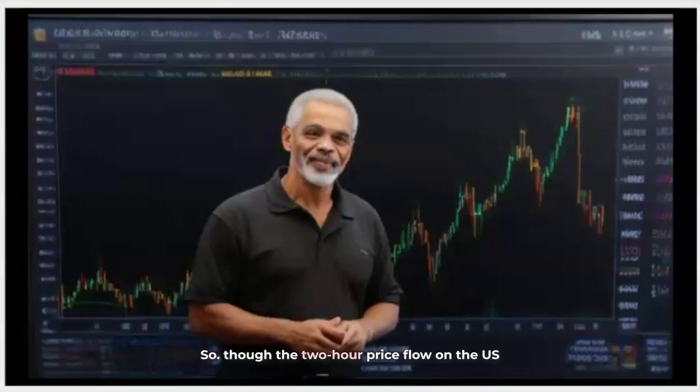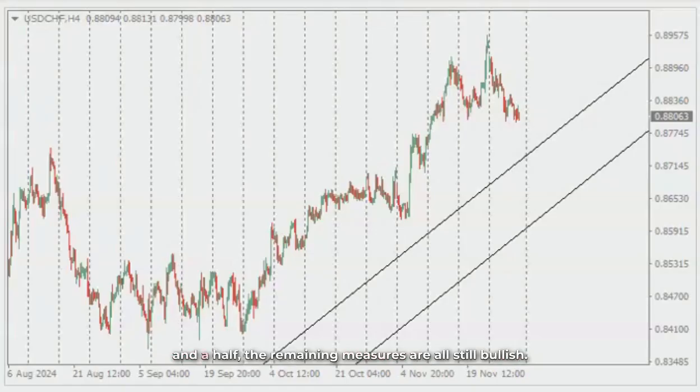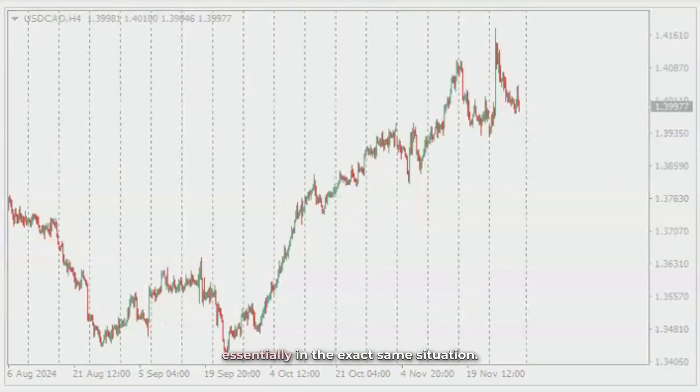So, though the 2-hour price flow on the US dollar Swiss franc just went neutral over the past week and a half, the remaining measures are all still bullish. Consequently, this pair could turn north at any time, with Fred calculating significant 4-day support and monumental 4-day support at the levels plotted by these two parallel trend lines. The US dollar Canadian dollar is essentially in the exact same situation.